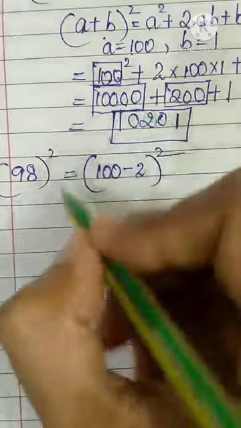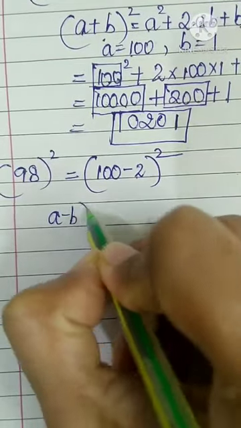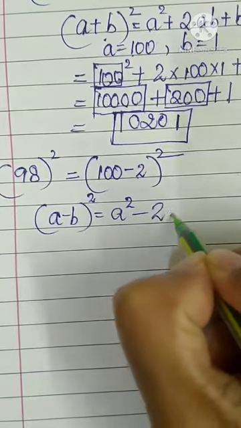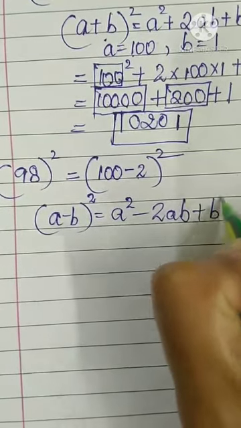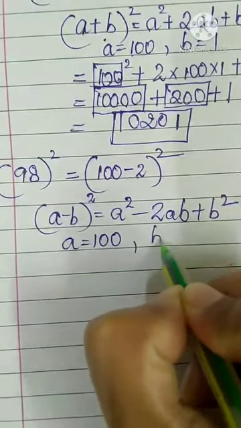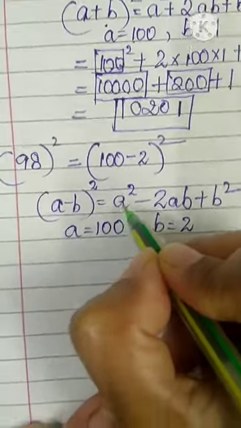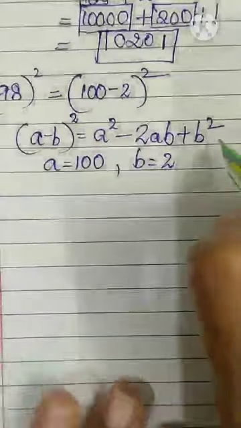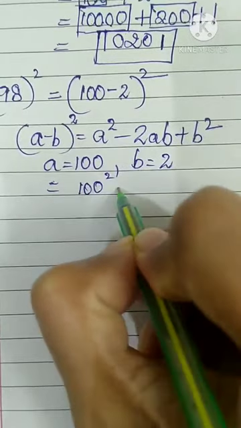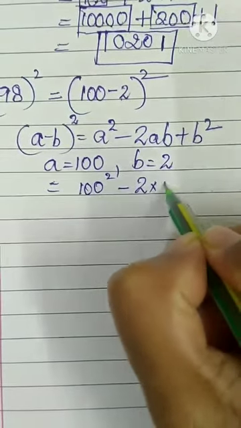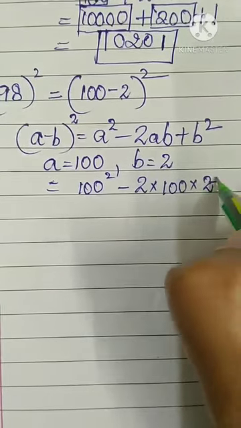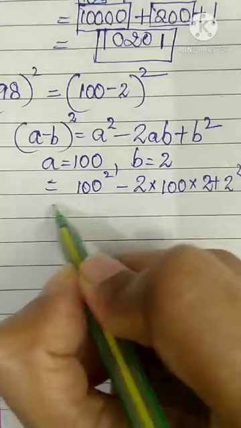Here you will apply which formula? A minus B the whole square formula. A square minus 2AB plus B square. So what is your A? A is 100 and B is 2. Wherever you see A, put 100. Wherever you see B, put 2. So this will be 100 square minus 2 into 100 into 2. B is 2, no? Plus 2 square.